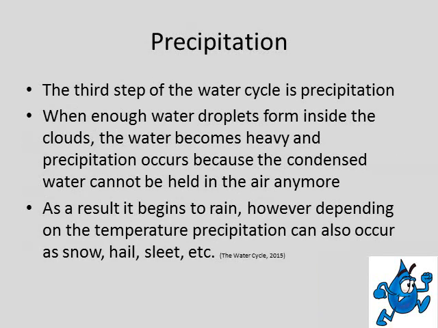The third step of the water cycle is precipitation. When enough water droplets form inside the clouds, the water becomes heavy and precipitation occurs because the condensed water cannot be held in the air anymore. As a result, it begins to rain. However, depending on the temperature, precipitation can occur as snow, hail, sleet, etc.